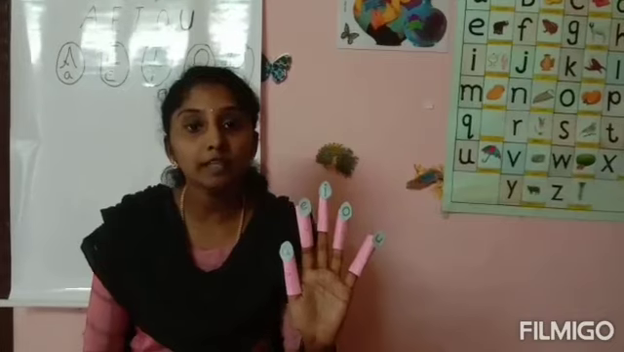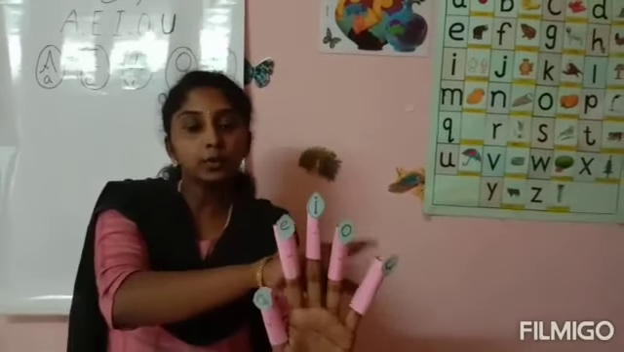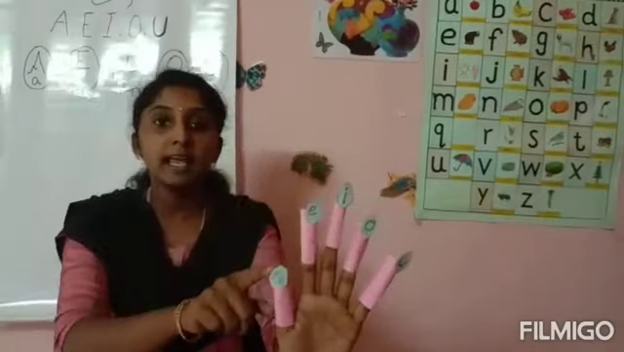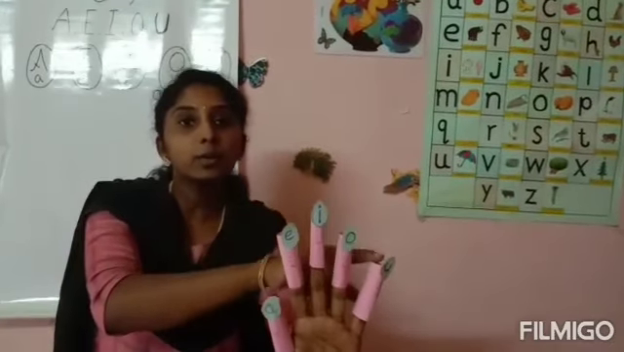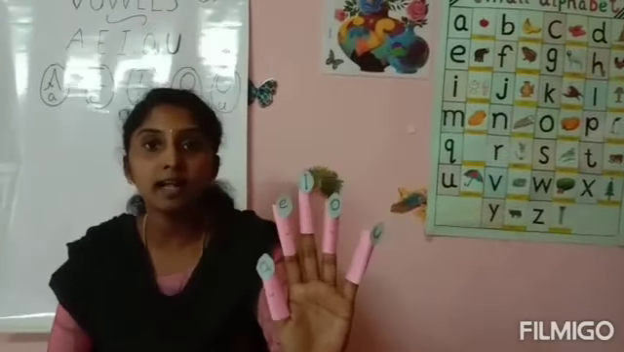Now sing along with me, children. A, E, I, O, U. A, E, I, O, U. These are the short vowels.